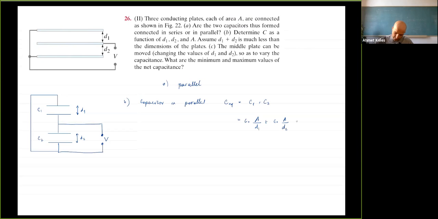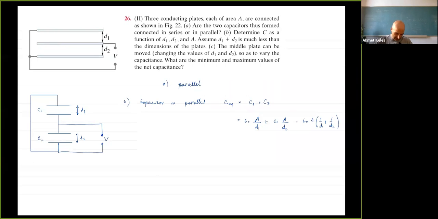And that's equal to epsilon 0 A times 1 over D1 plus 1 over D2. And we, of course, assume they are parallel plates. For us to be able to write this, I think D1 and D2 have to be very small, right? Compared to the area.